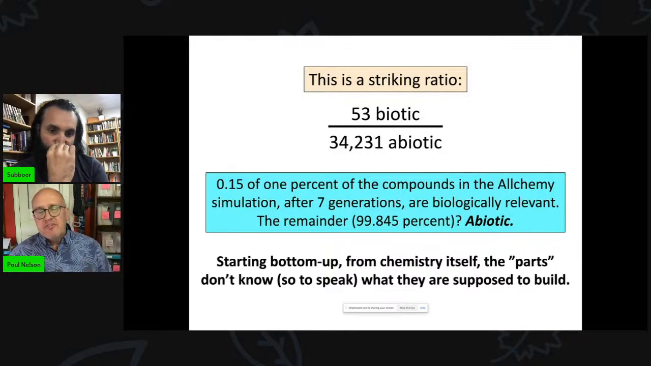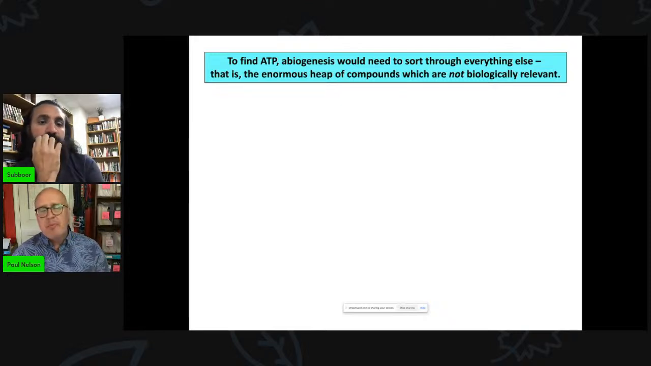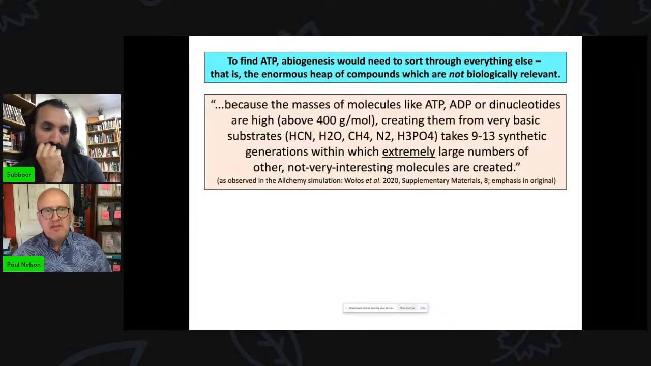Bottom-up chemistry does not know where it's going. It doesn't know that it's supposed to build a cell. It just does what it does. So the top-down perspective on the origin of life says, look, what we find, the chemicals, the biochemicals or biomolecules that we find in living things is a tiny fraction of the set that would be produced by undirected chemistry.